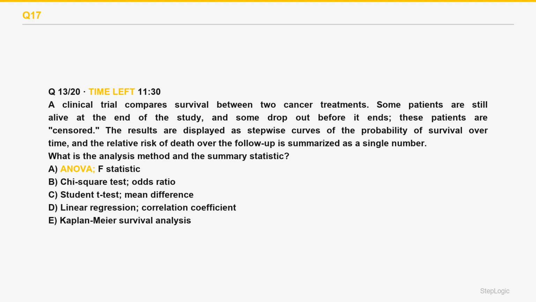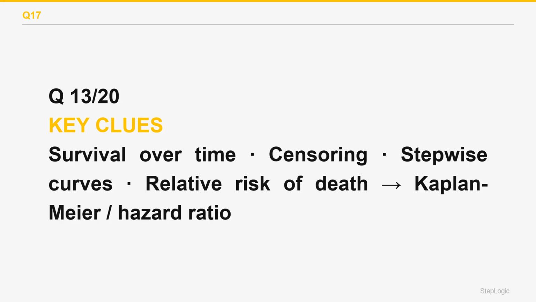Read the command, method, and summary statistic. Survival over time with censoring, stepwise curves, relative risk of death: Kaplan-Meier analysis, hazard ratio. This is Kaplan-Meier survival analysis.